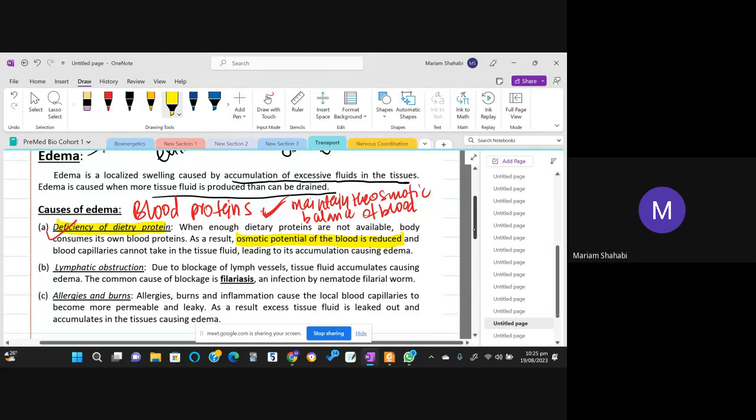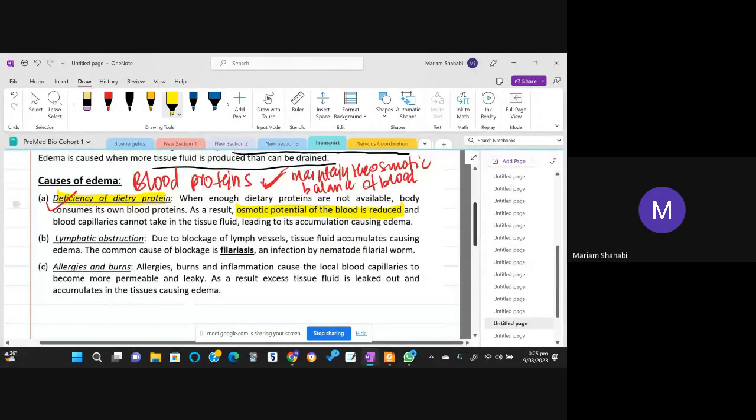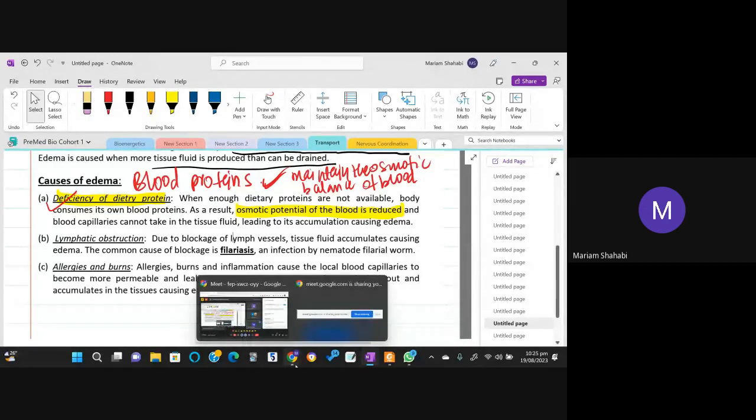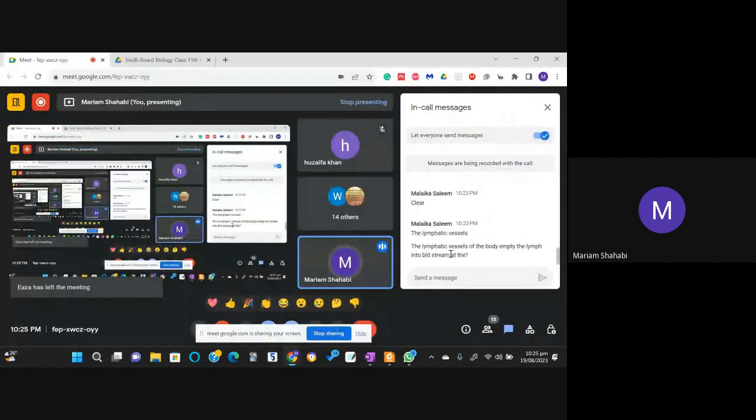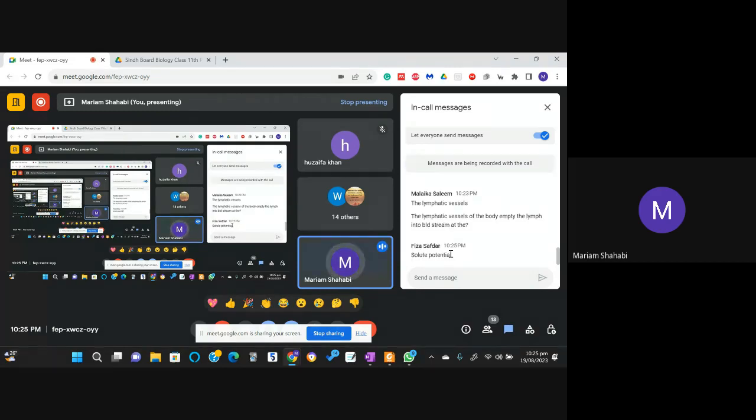Osmotic potential. Can someone tell me the exact term that means the same thing as osmotic potential? Exact term. Abhi maine padhaya hai at the beginning of the class. If you have been paying attention, you will be able to answer. Osmotic potential ka synonym kya tha? Yes, Fezavins again.